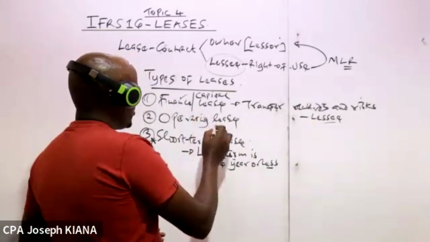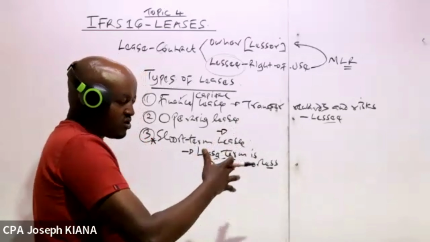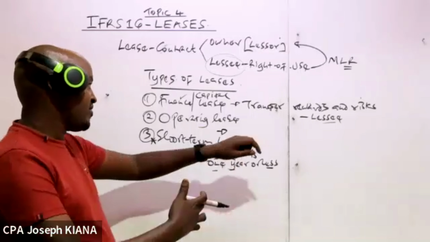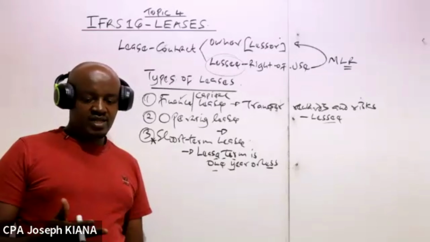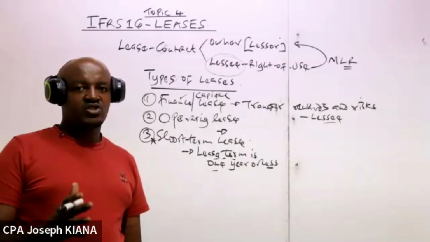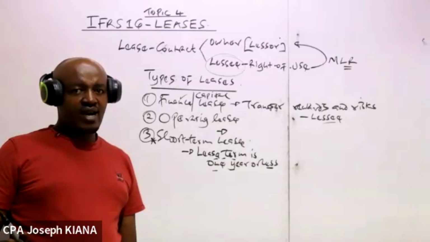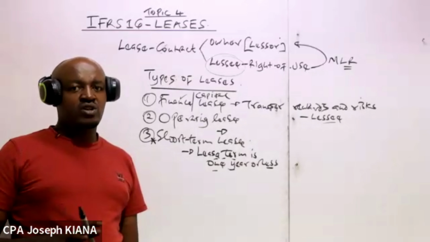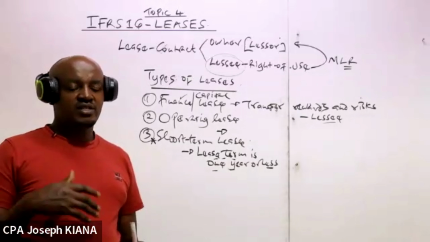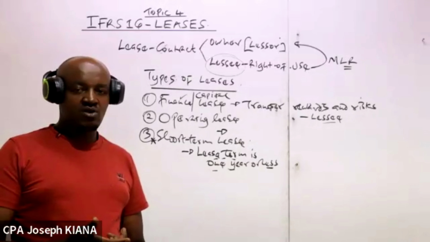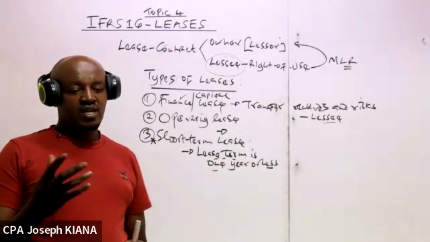On the other hand, an operating lease, we say that these are particularly leases which do not transfer the rewards and risks associated with the asset to the lessee. So that means that the rewards, the risks associated with the asset basically are retained by the owner of the asset. And that means that the owner of the asset here has the responsibility of carrying out any repair, doing the maintenance as far as the asset is concerned.